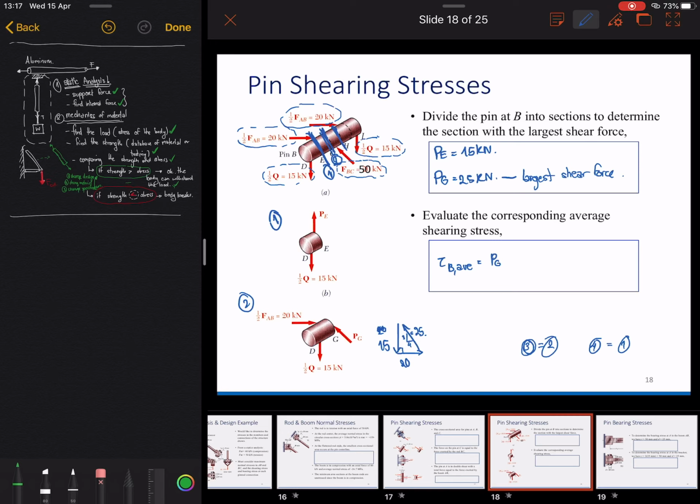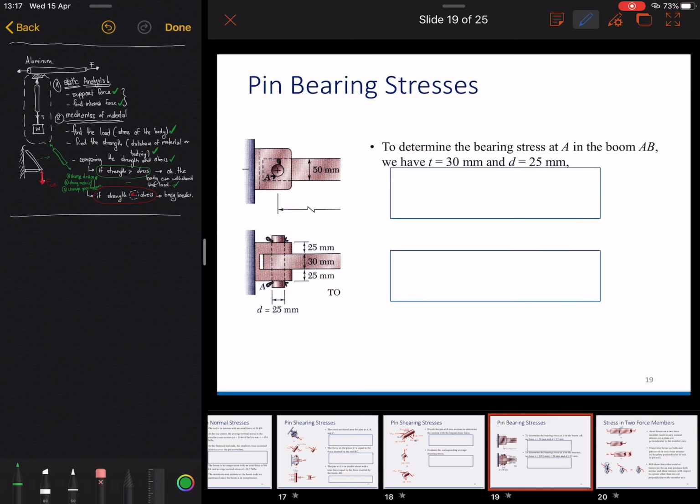Then you can just do the calculation of this shear force by only PG here. This is 25 kilonewtons over 491, equal to 50.9 megapascal. Okay, so here's the stress also in this pin.